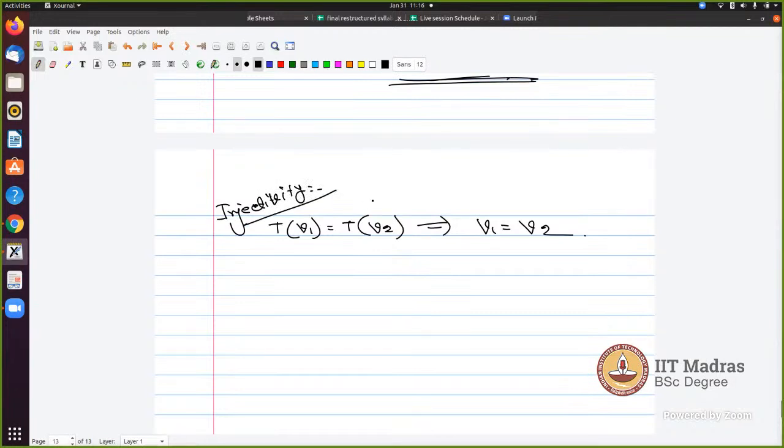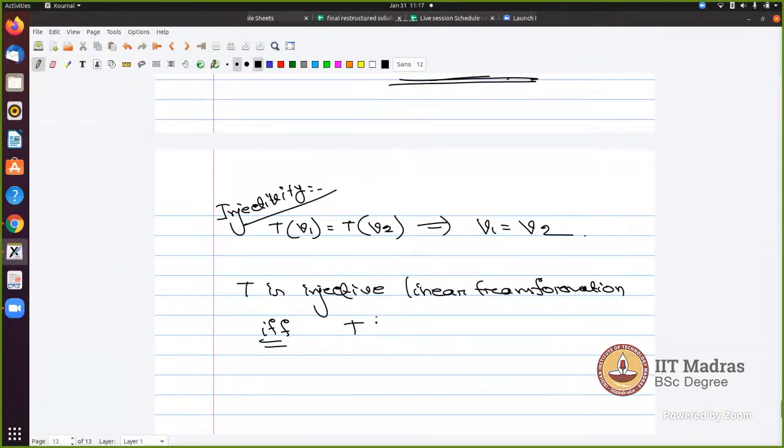Now, in the case of a linear transformation, we can do it slightly better. My claim is, let me write it this way: T is an injective linear transformation if and only if Tv equal to 0 implies v equal to 0.